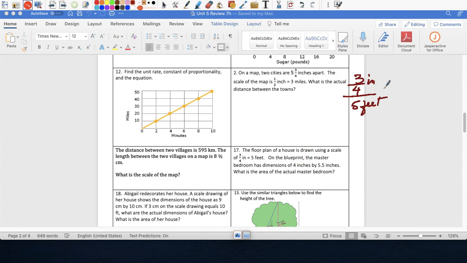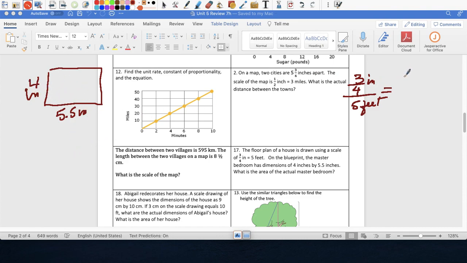So we've done a couple of these on our previous checks. You have a blueprint, right? The architect came and gave you a blueprint, and your room looks like this. But in real life, what are those two dimensions equal to?